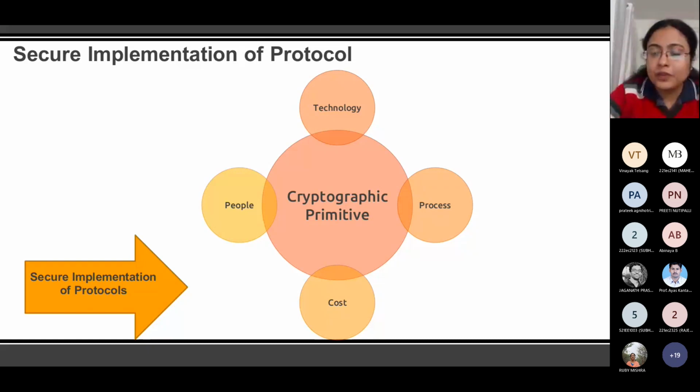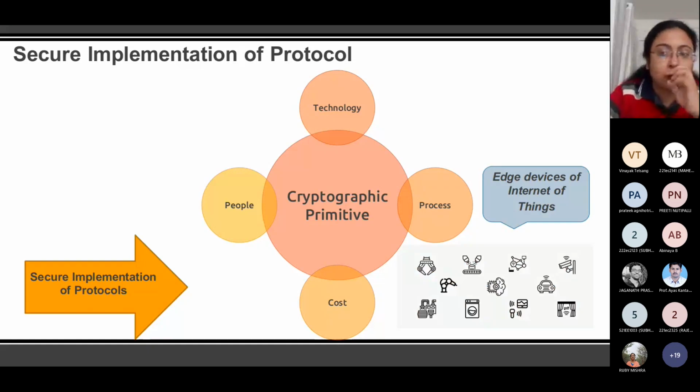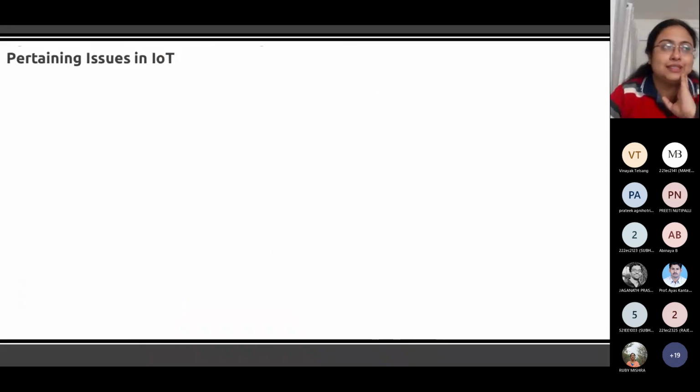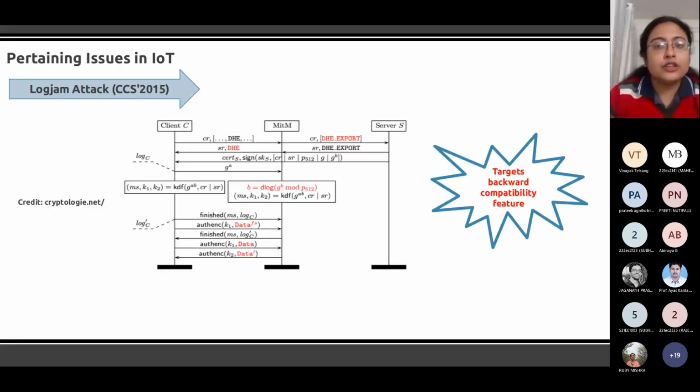So the area that covers the whole of it is the protocol part. And today we are definitely going to talk about the edge devices of the Internet of Things, right? Now you might think that this is very stupid. Why will I share the same key with Mallory? Now you see some examples and you will understand how real protocols are vulnerable against this kind of protocol level attack. So let us first understand the Logjam attack that was published in CCS 2015.